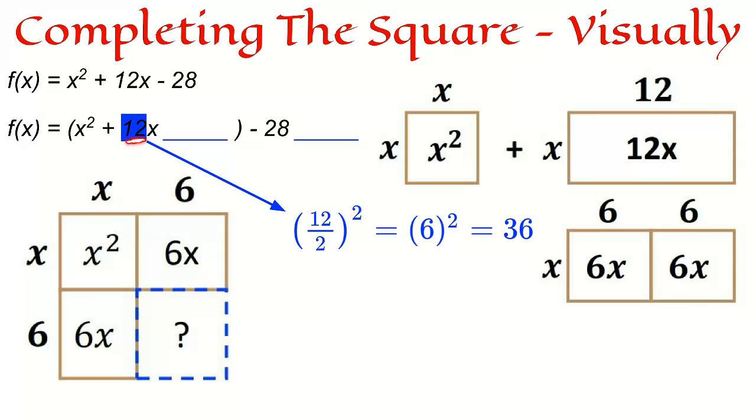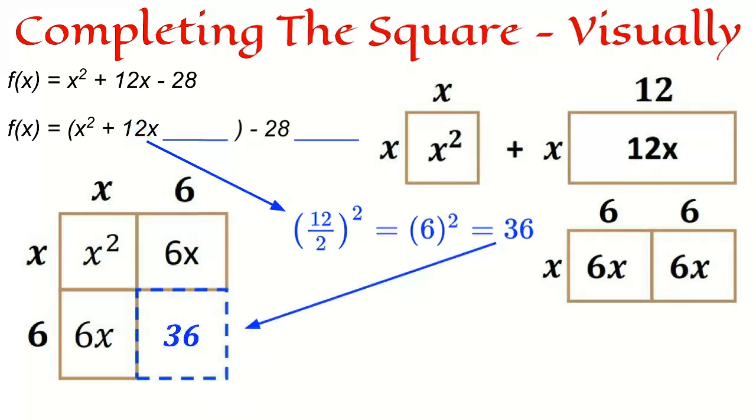So our b value here, remember in a standard form quadratic, our a here is 1, our b is positive 12, our c is negative 28. So we take our b value and we divide it by 2, and then we square the result. So 12 divided by 2 is 6, and then we square 6 to get 36. Now we take that 36 and we can fill it in to the rectangle down there.